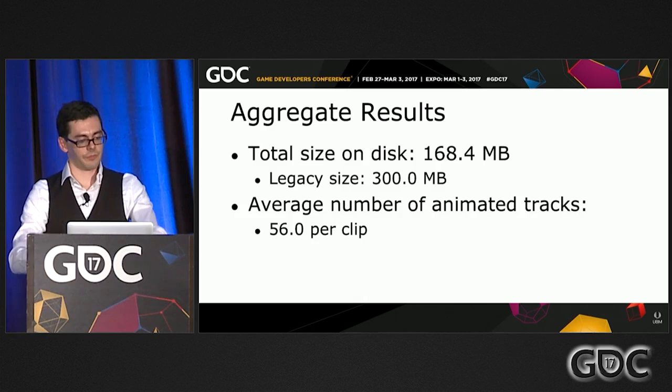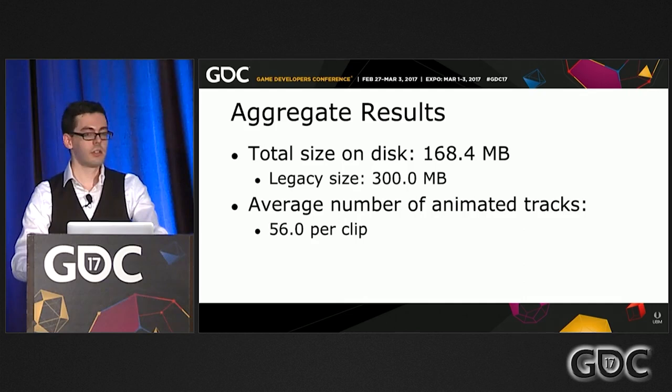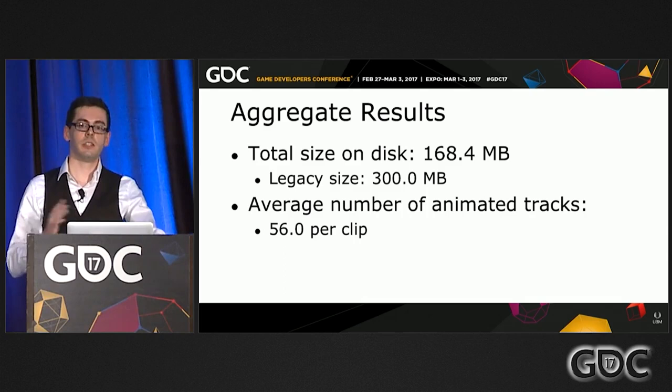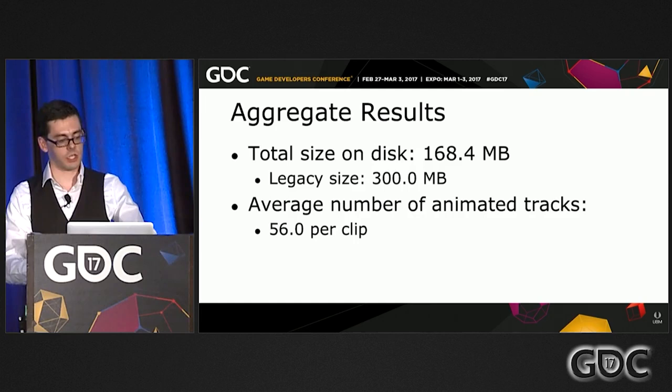The total size on disk was about 168 megs for the sample set. And in comparison, the legacy size of the same set was around 300 megs. Now, keep in mind, this was for 60% linear key reduction and 40% the legacy simple quantization. The average number of animated tracks is 56.